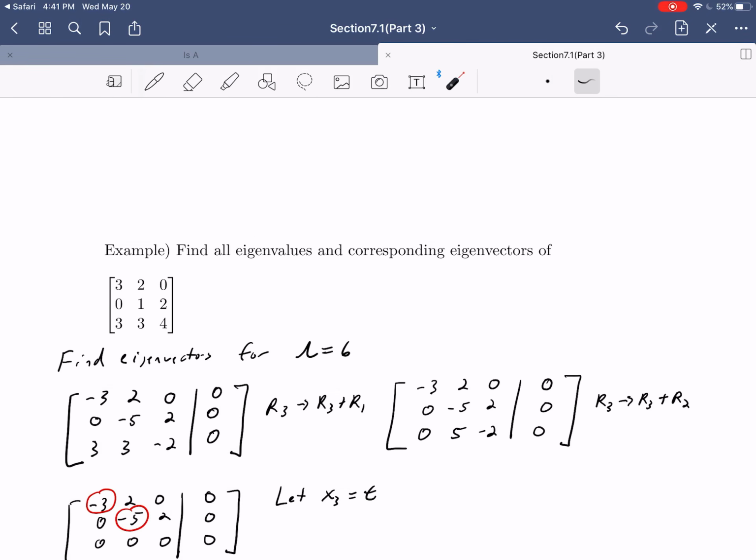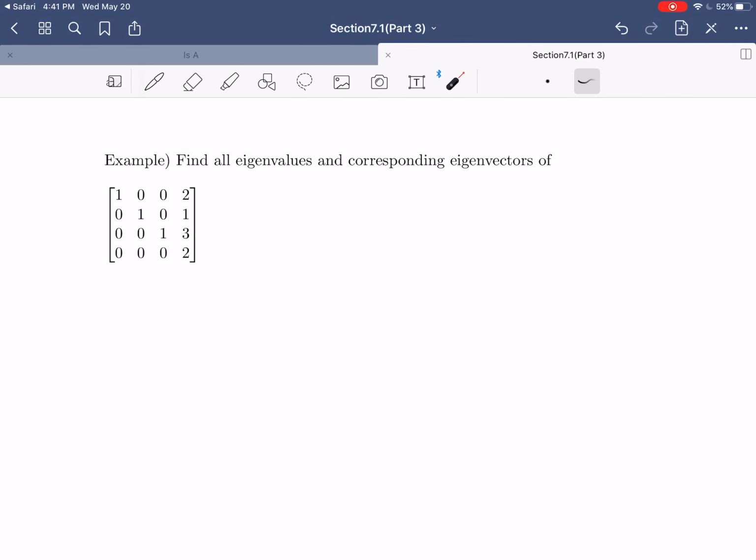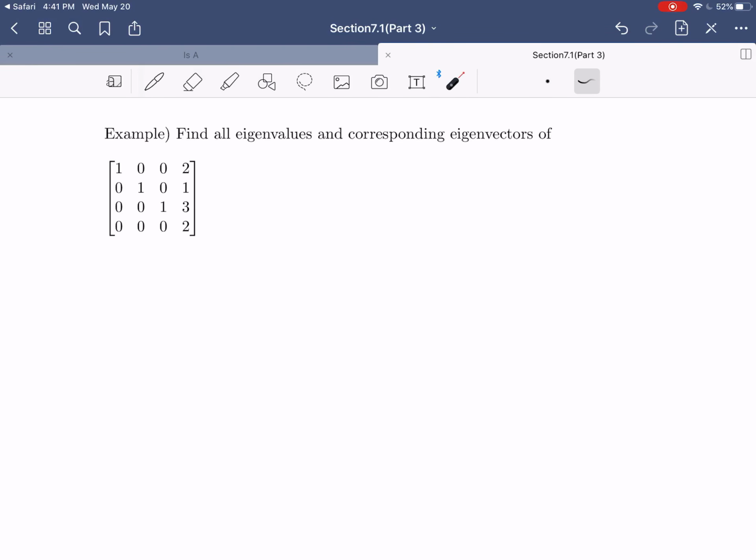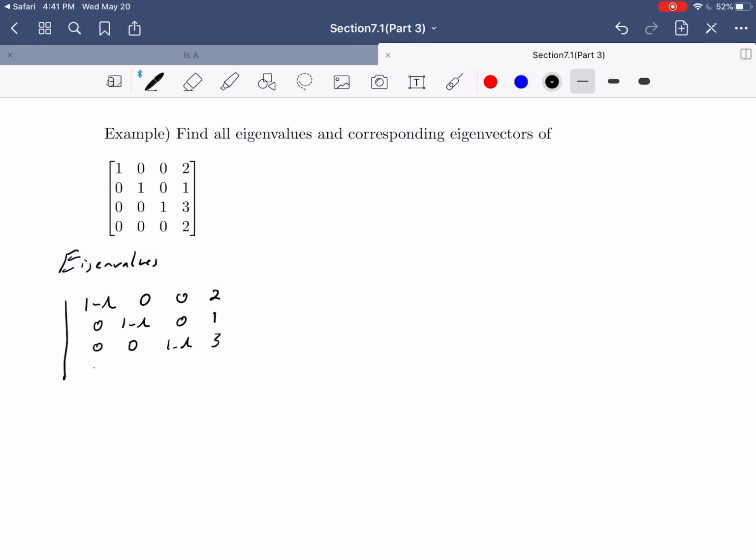Okay, let's take a look at one last example. We're going to go a little bit larger than some of the other ones we've done. We'll take a 4x4 square matrix, and again try to find the eigenvalues and corresponding eigenvectors. So let's do the eigenvalues. We need to take the determinant of 1 minus lambda, 0, 0, 2, 0, 1 minus lambda, 0, 1, 0, 0, 1 minus lambda, 3, and then 0, 0, 0, 2 minus lambda, and set it equal to 0.